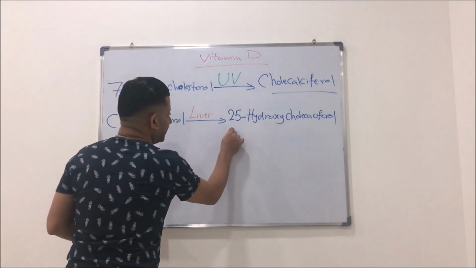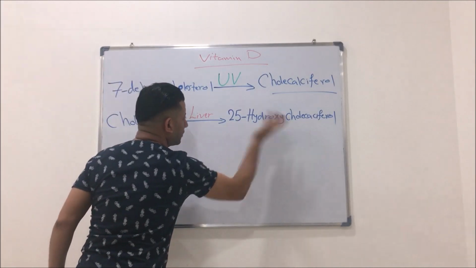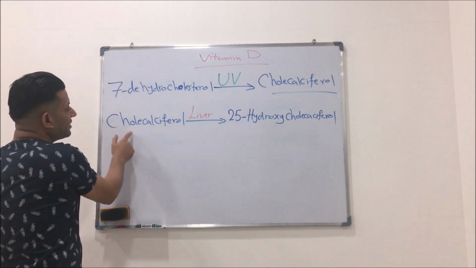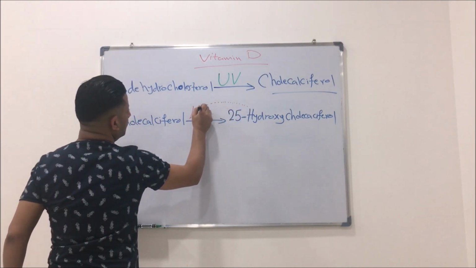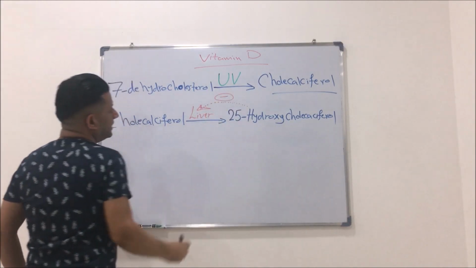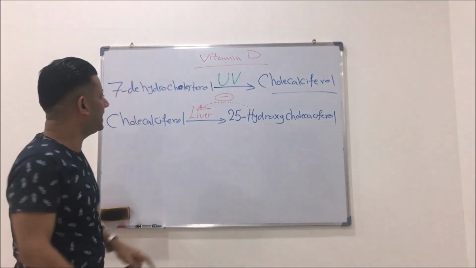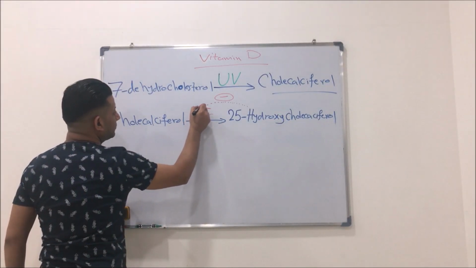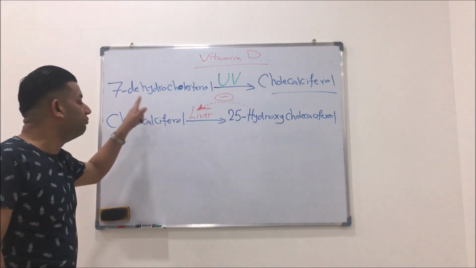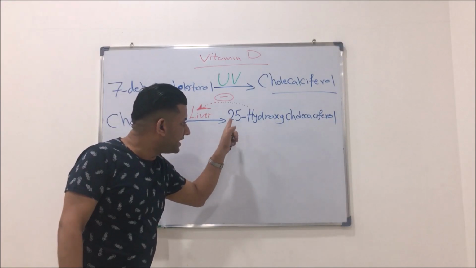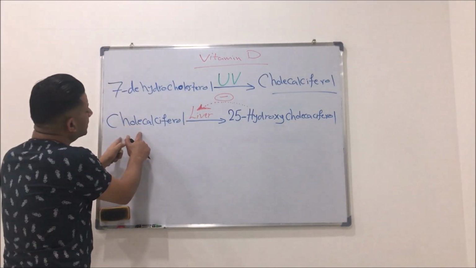But please focus here. This form of vitamin D, which is the 25-hydroxycholecalciferol, which results from activation of cholecalciferol in the liver, has a negative feedback role on the liver. It has an inhibitory role on the liver, which causes inhibition of the liver to not activate more cholecalciferol. This form of vitamin D has a negative inhibitory role on the liver itself and causes no more activation of cholecalciferol.